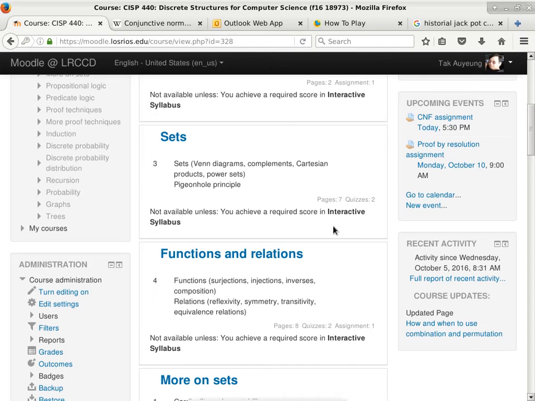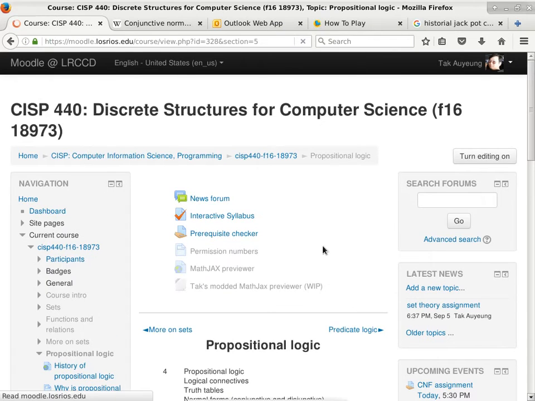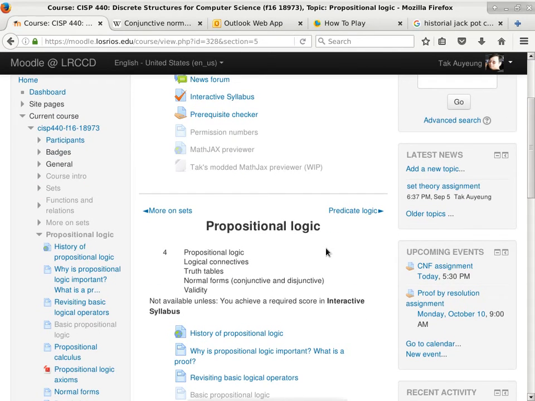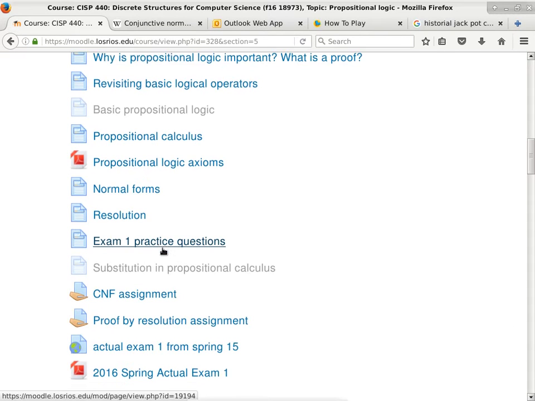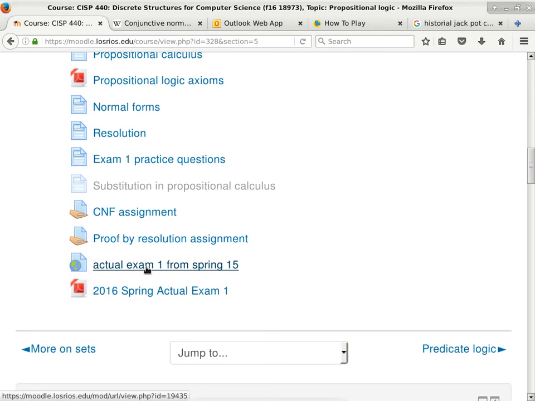So if you go to propositional logic, there are several practice exams in that particular section. Let me just zoom in so we can see a little better. In here we have exam 1 practice questions. We have actual exam 1 from spring 15 and also 2016 spring actual exam 1.